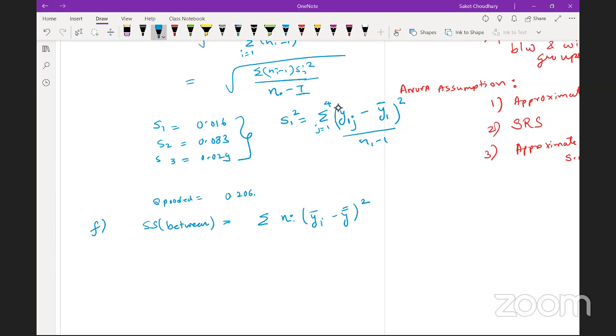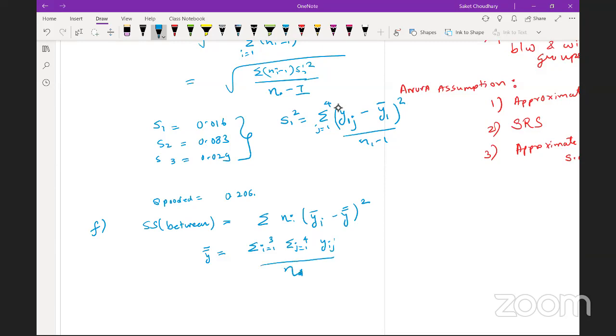Okay. So the first term is between the groups. You're essentially collapsing all the information within the group to its mean value, and then calculating how different it is from the entire group mean. So what is Y bar here? It is the summation over i equal to 1 to 3, summation over j equal to 1 to 4, Yij upon N.